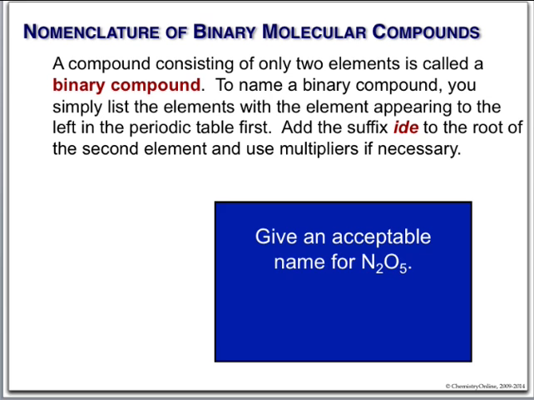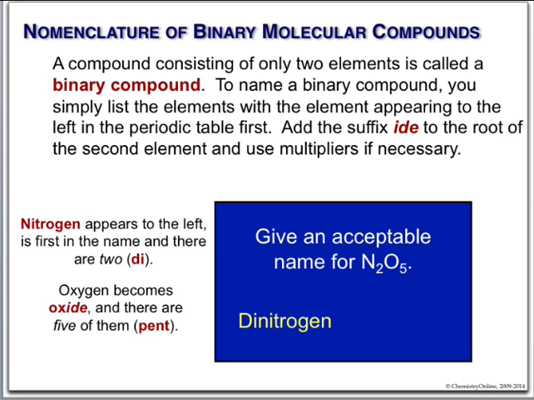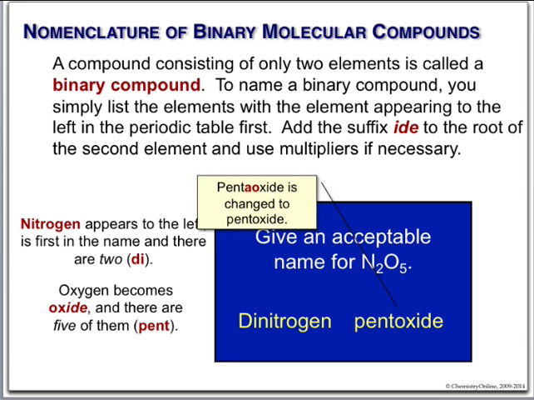How about this guy? Dinitrogen again, isn't it? That's simple. And what's 5? 5 is a pent, isn't it? So we're dealing with oxygen, so it's a pent oxide. Again, penta, if you're dealing with something that's not a vowel. But when you have two together like that, just dump the A. It just doesn't sound right.